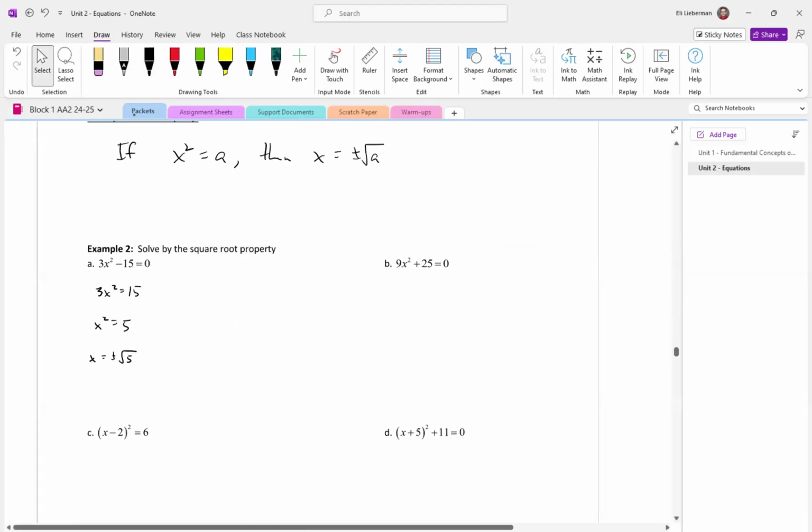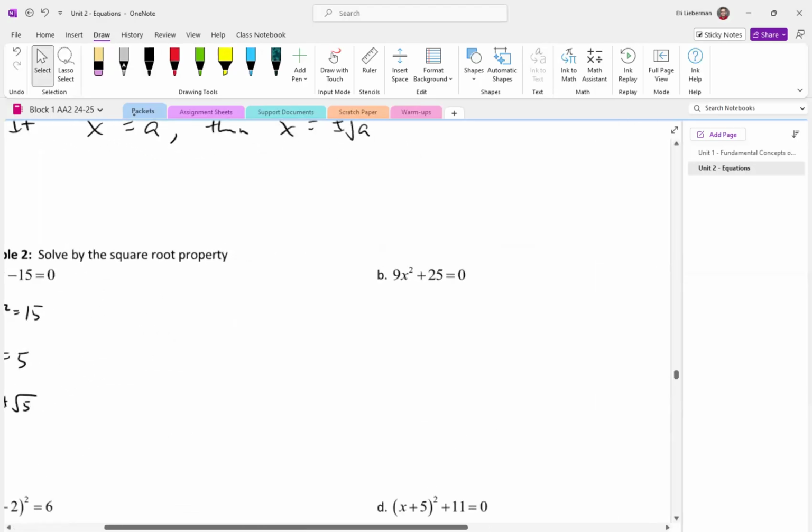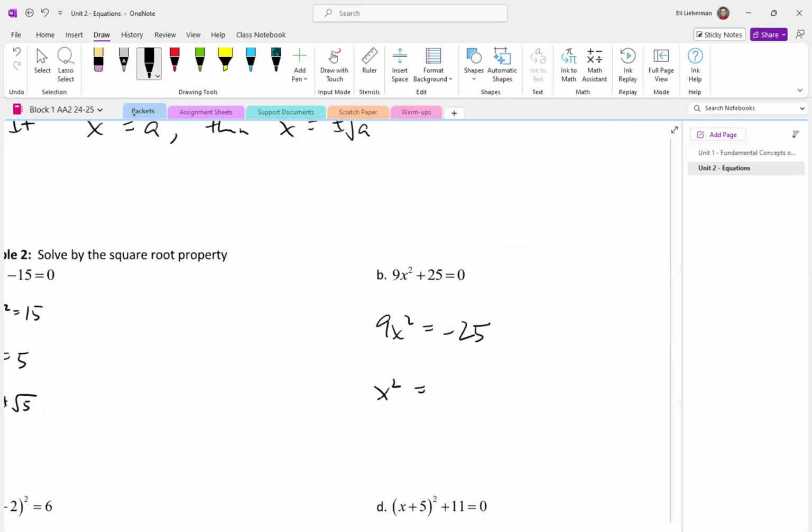Okay, so let's do B also. So 9x squared equals negative 25. I'll let you finish that one.